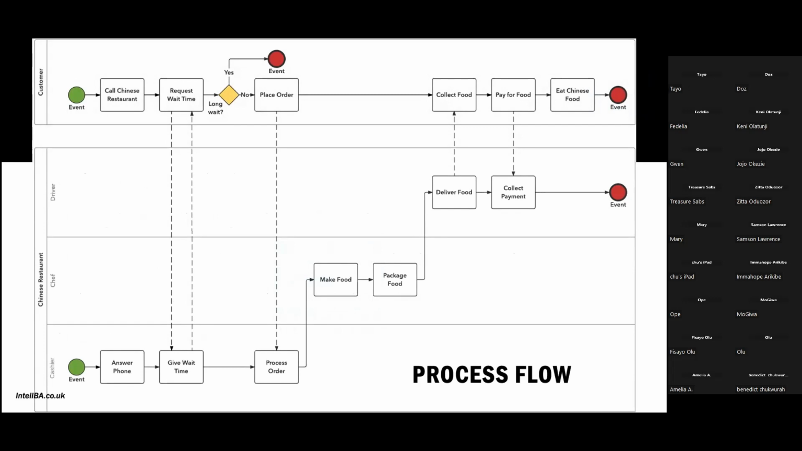No, this is just an example. Okay. It's just to demonstrate the difference, because it's split. So this shows the swim lane for the external entity, and this shows the swim lane for the process within the Chinese restaurant.